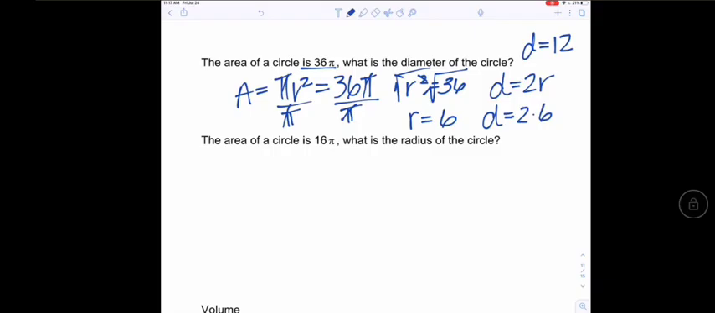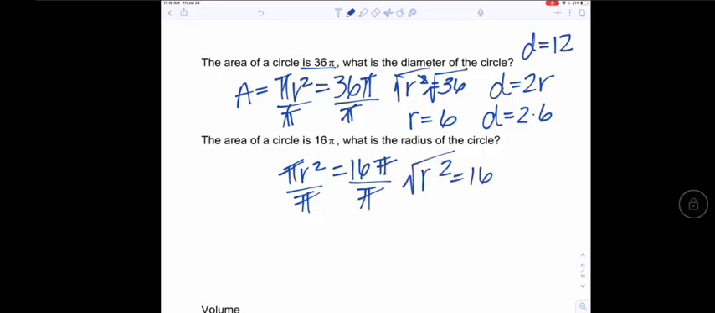It says the area of a circle is 16 pi. What is the radius of the circle? Area is pi r squared, which is also equal to 16 pi. So I'm going to erase this. I'm going to divide by pi. This cancels out. I'm left with r squared equals 16. I take the square root because that's the opposite of square. And I'm left with r equals, the square root of 16 is 4. So r equals 4.